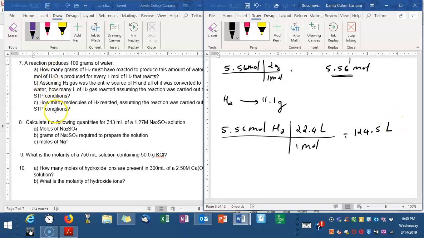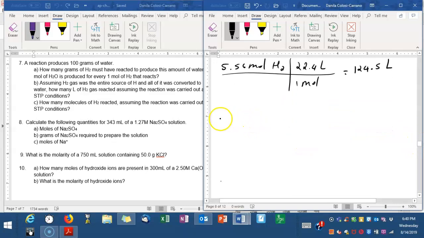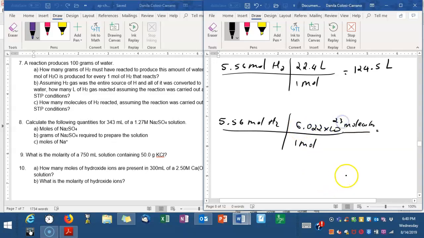And then, how many molecules of H2 reacted? So if those are the moles for H2, so 5.56 are the moles of H2, but we know that every mole contains 6.022 times 10 to the 23. This is 3.35 times 10 to the 24th molecules of H2.